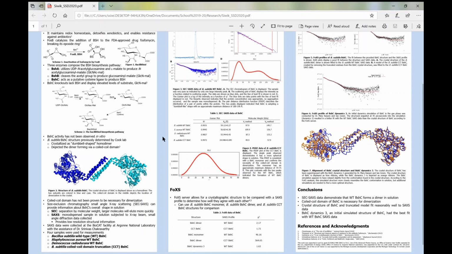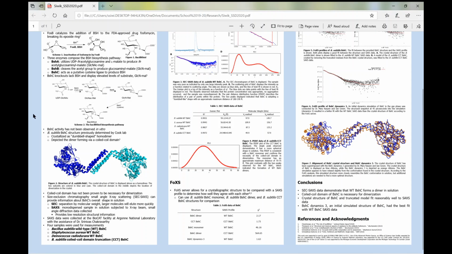There are three enzymes that work to produce bacillothiol. The first is BshA, which takes the substrates UDP N-acetylglucosamine and malate to produce N-acetylglucosamine malate. The second enzyme, BshB, is a deacetylase, and it produces glucosaminomalate. And the third enzyme, BshC, this is the enzyme that I study. It is a cysteine ligase, and it then produces bacillothiol.